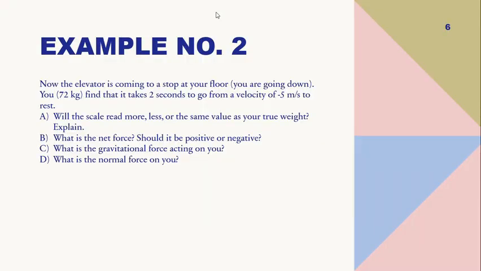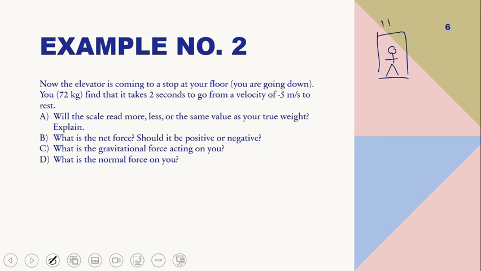Example number 2. Now the elevator is coming to a stop at your floor, and you're going down. You, with a mass of 72 kilograms, find that it takes 2 seconds to go from a velocity of -5 meters per second to rest. For part A, we're asked whether the scale will read more, less, or the same value as your true weight, and they want us to explain as well. So, you're going down and coming to a stop, which means that you're slowing down. And when you're slowing down, acceleration points opposite the direction that you're going. So you are accelerating in the upward direction.